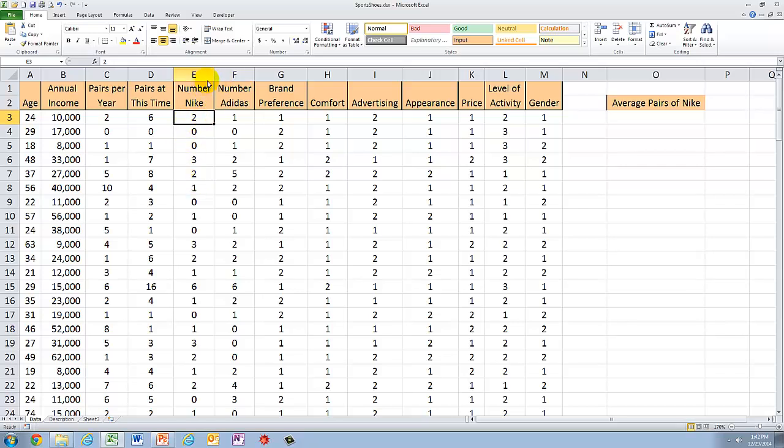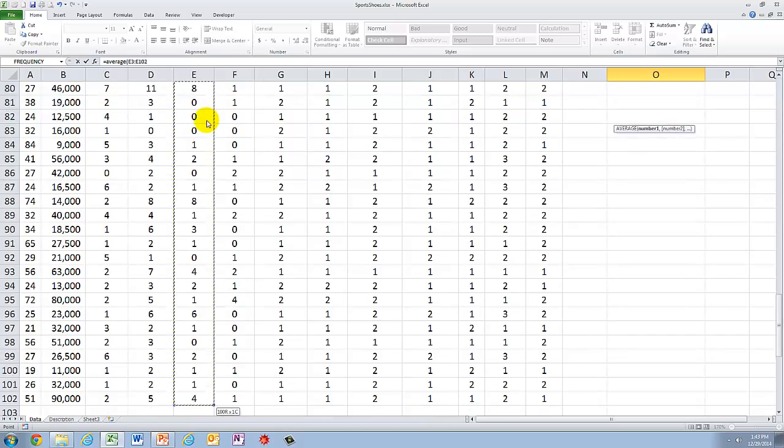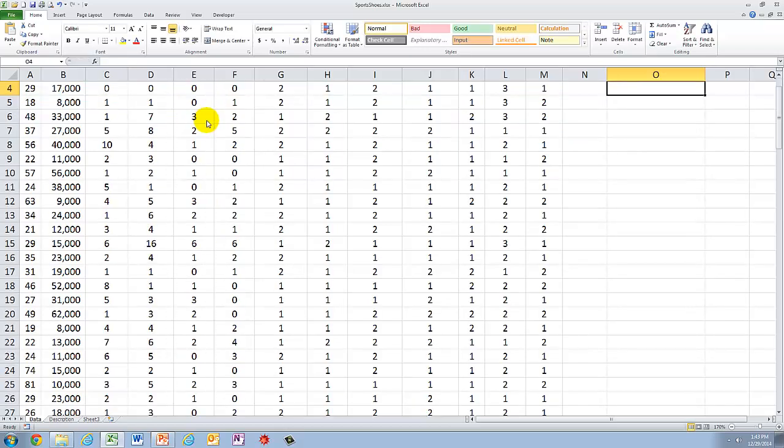Let's pretend that we were interested in knowing the average number of pairs of Nike shoes that people in this data set own. Well, you've done this kind of thing before. So I typed over here average pairs of Nikes just to give us a heading for the number we're about to calculate. In Business 101, you would have just typed in equals average left parenthesis and highlighted the data that you were interested in. So we did equals average left parenthesis and highlighted the column that represents the number of Nike shoes that each individual person owns.